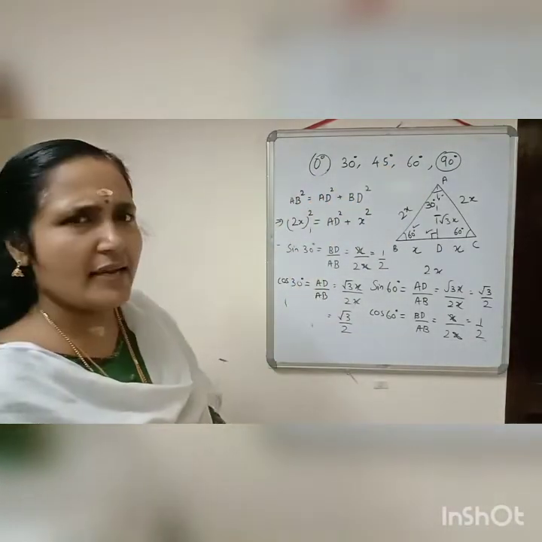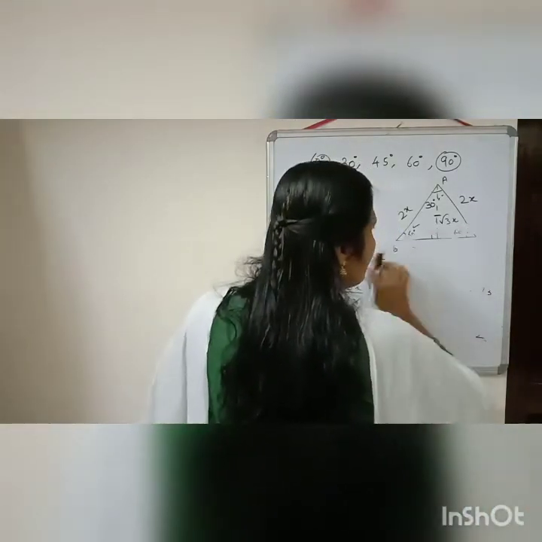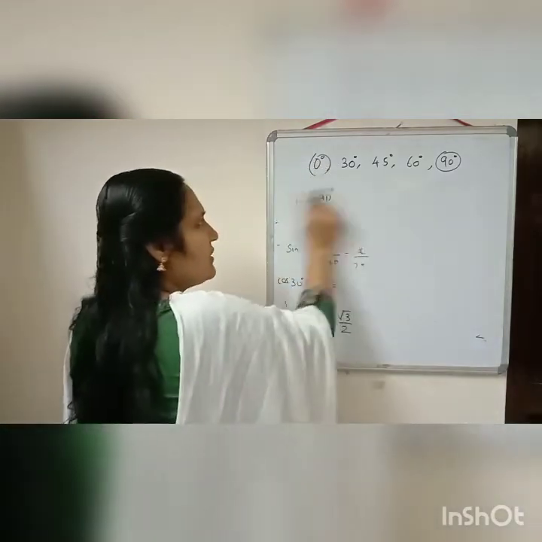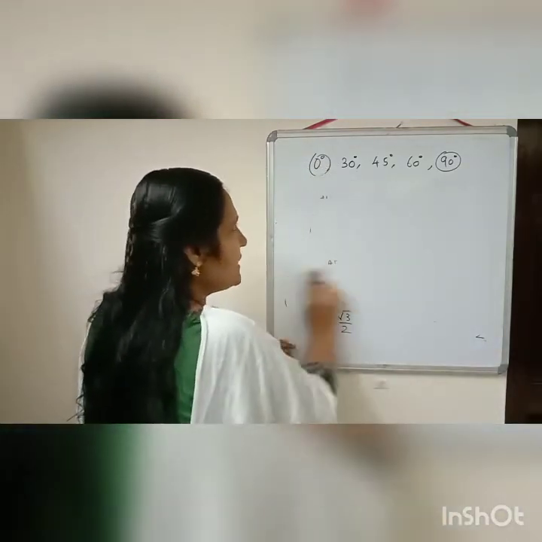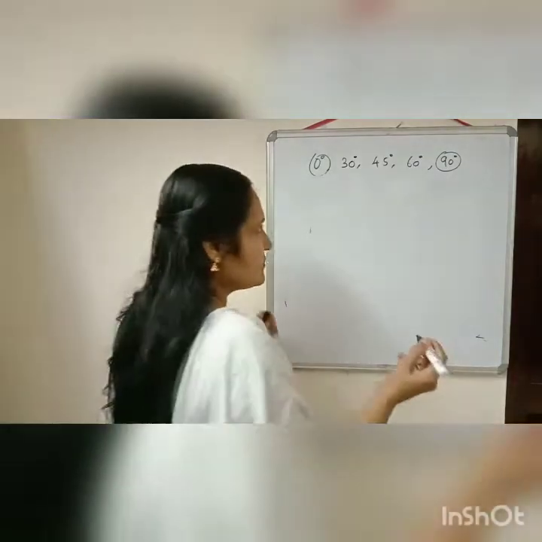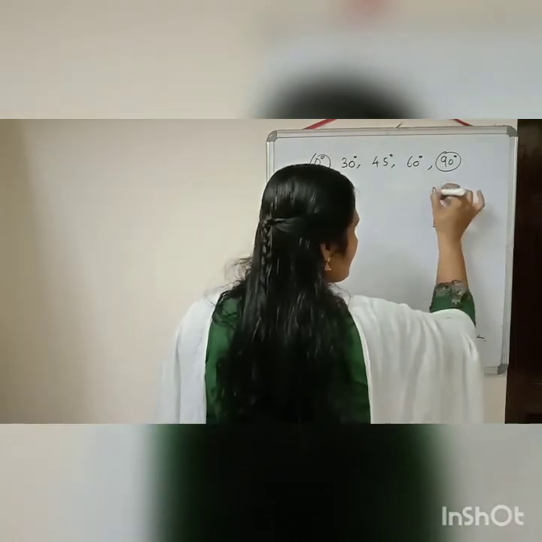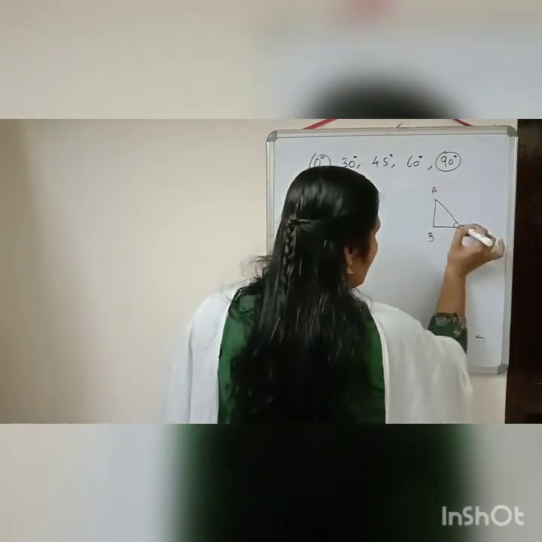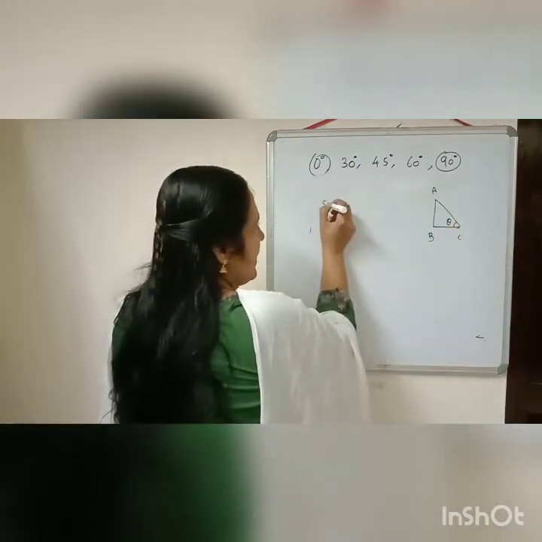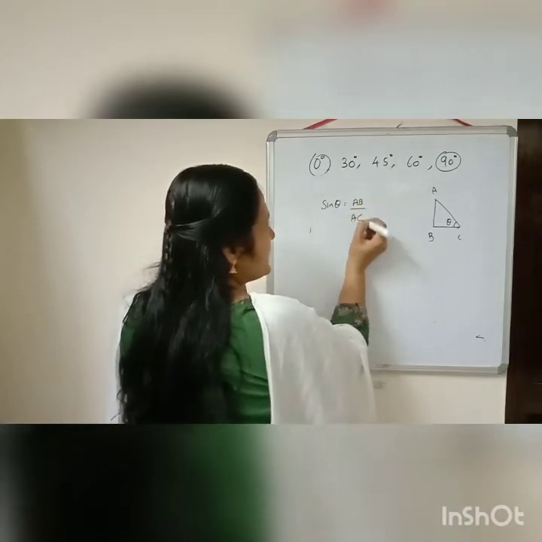So 0 degree and 90 degree, I will explain you there, how we will get the value of sine 0 degree and 90 degree. That proof is not required, but proof of 30 degree, 45 degree and 60 degree is required. So suppose I am taking a triangle ABC, in which angle C I have taken as theta. So according to the formula we know sin theta is equal to AB by AC.